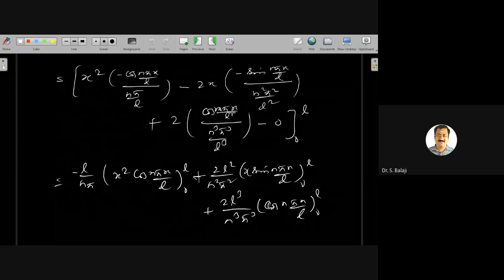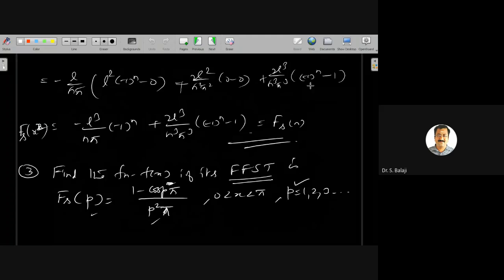Third term, 2 L cube by n cube pi cube. And applying L here, cos n pi is minus 1 whole power n, cos 0 is 1. 2 L cube by n cube pi cube, cos n pi is minus 1 whole power n, cos 0 is 1, minus 1.